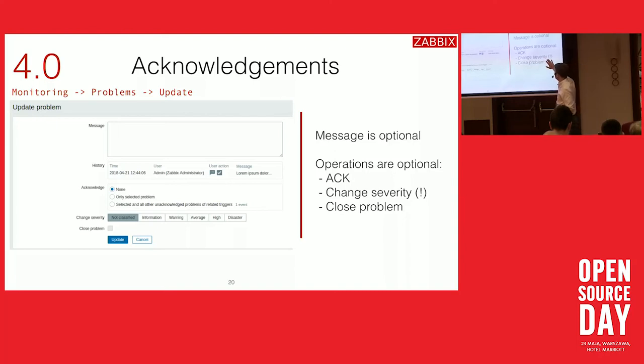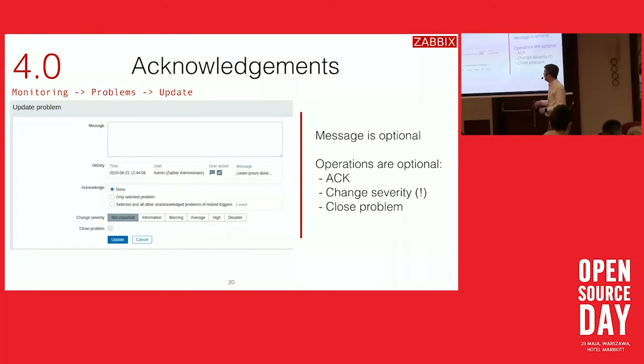And you don't put any operations, so basically everything is optional. And there are a number of operations which are supported right now. One is acknowledge. You may acknowledge a problem, optionally again. You may also, and this is a new feature of Zabbix 4.0, change severity manually, which is a very, very nice feature. It could be some average problem, but then you did some investigation and realized that this problem is really urgent, it needs to be fixed as soon as possible.